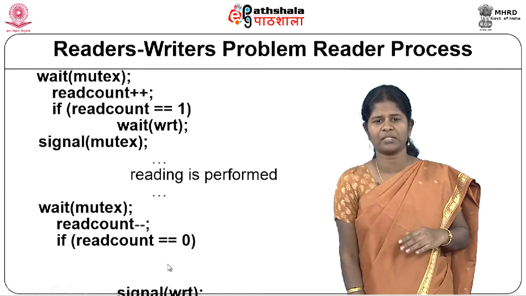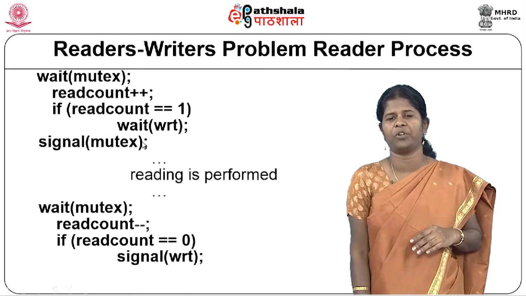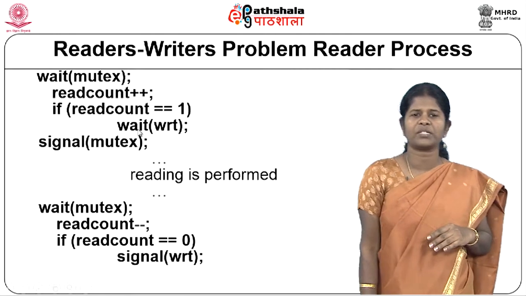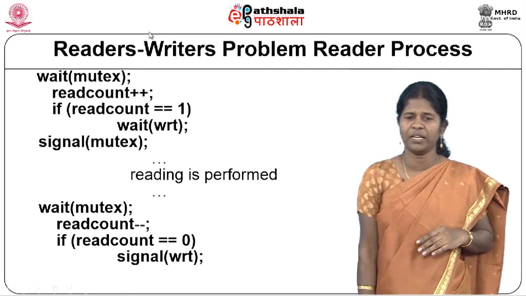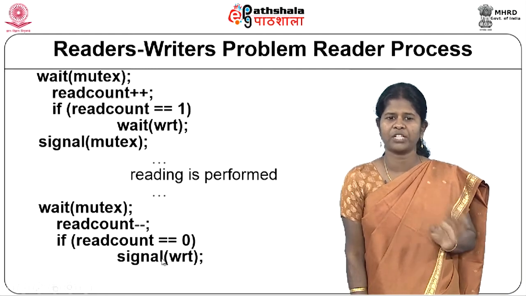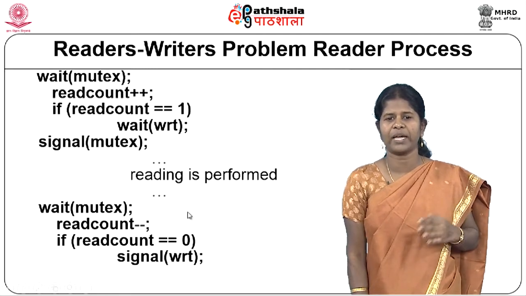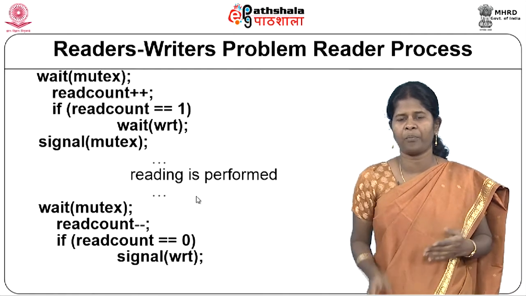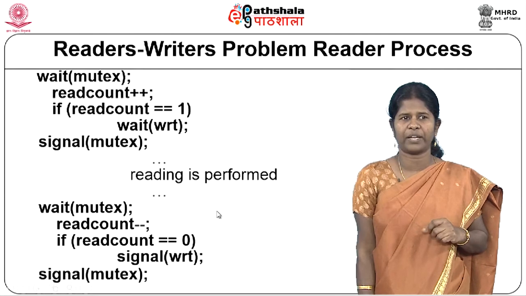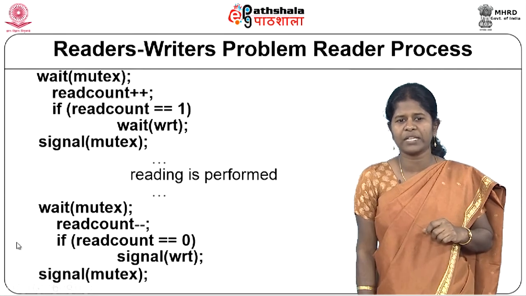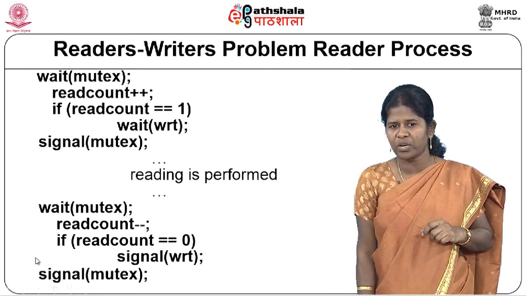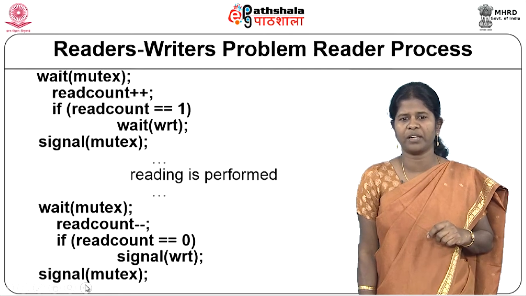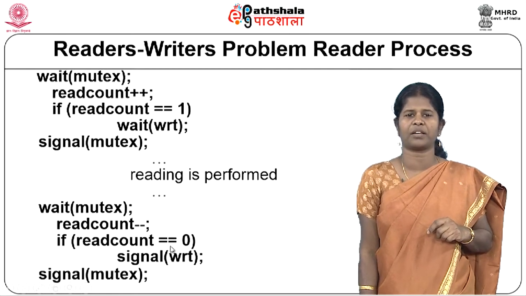And if this is the last reader process, it will signal WRT as well, because it had done a wait of WRT the first time, and then it will signal WRT, so that maybe another reader or maybe another writer can come and read or write the file. So, finally it will signal mutex because it had waited on mutex here, and then it should signal mutex because it has manipulated this read count variable.